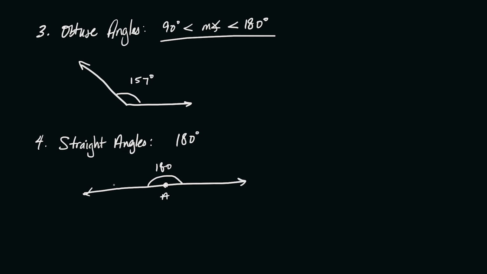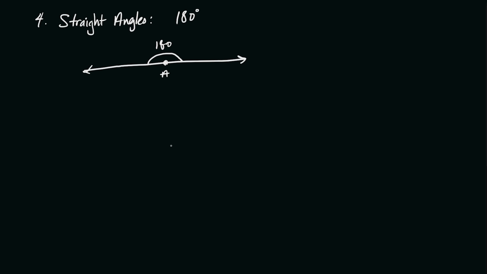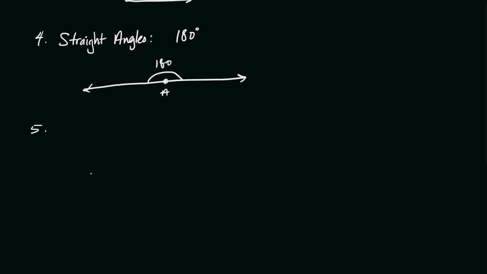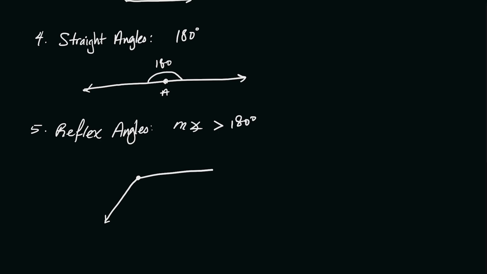And lastly, we have reflex angles. A reflex angle is any angle measuring over 180 degrees. So it could be something like this, where we measure it from the outside. It could be 234 degrees right here. It's anything that's larger than 180. That's why we call it a reflex angle.